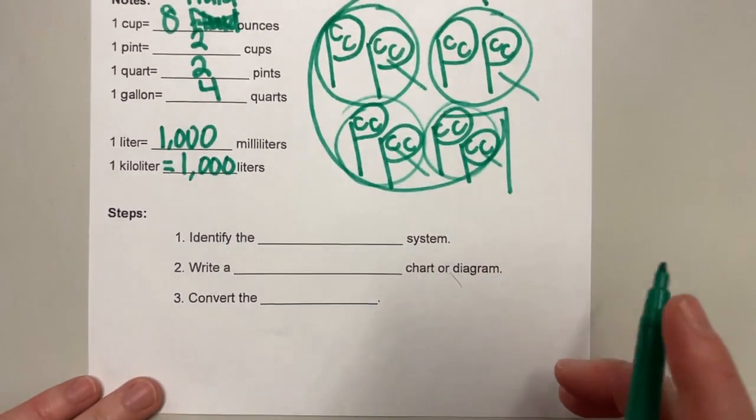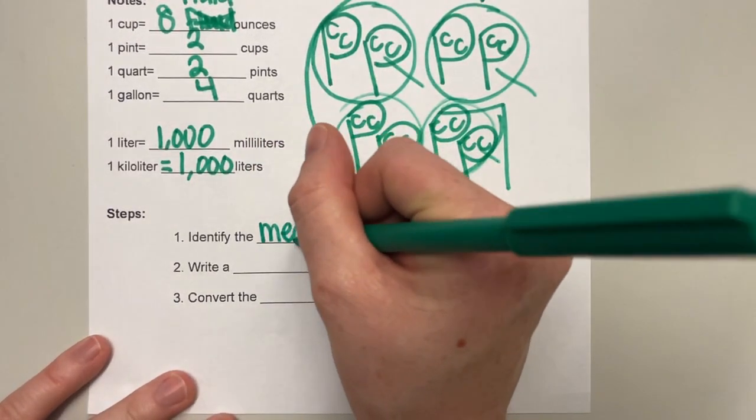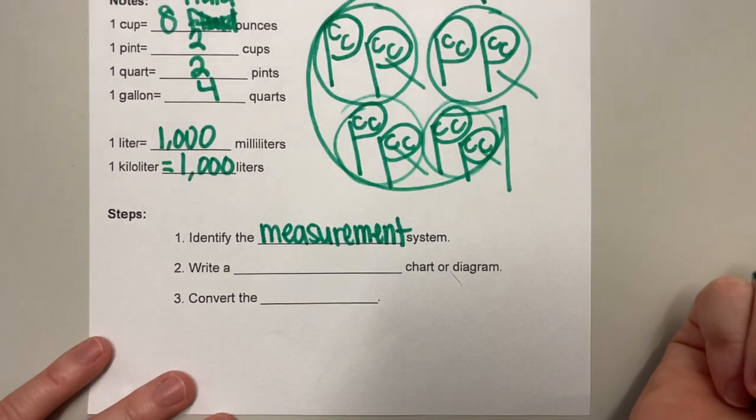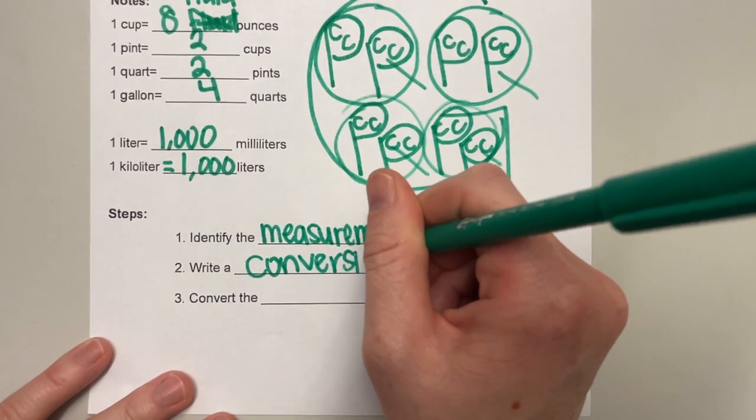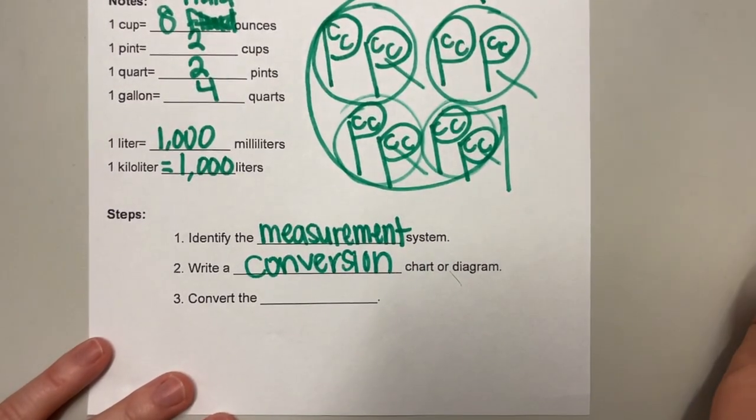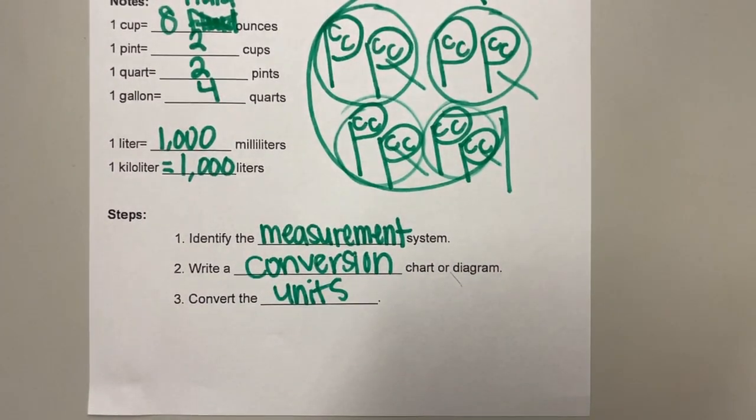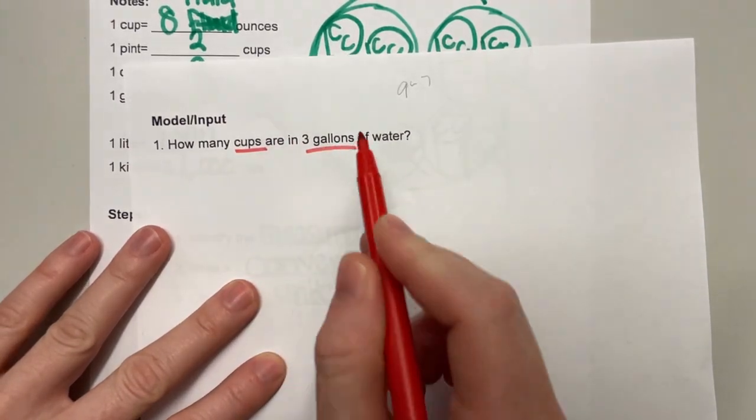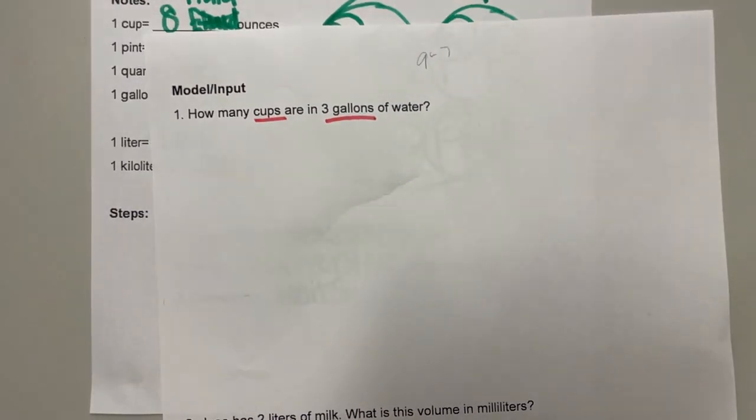Okay, our steps today are: identify the measurement system, then write a conversion chart or diagram, and then convert the units. Okay, I'm getting out my red pen, so you're going to pause and watch. First problem says, how many cups are there in 3 gallons of water? So I need to identify the system. This is the US system.